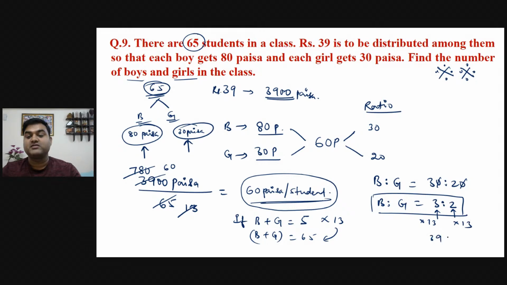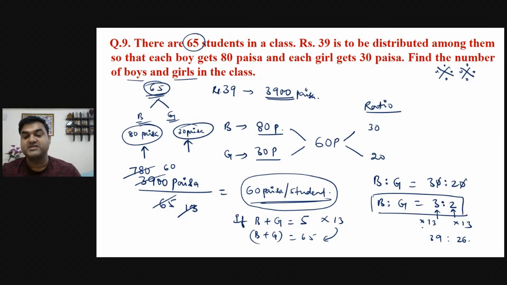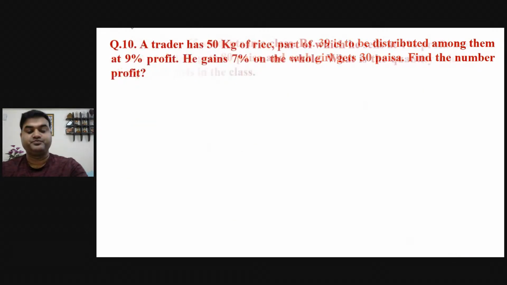So this is 30, correct. So 39 is to 26 is the number. How much have we got? Find the number. The number of boys and girls is 39 and 26. So boys are 39 and girls are 26, which is the right answer. Got it? How many boys are there? How many girls are there? So the number of boys is 39 and the number of girls is 26. By this we can easily find.